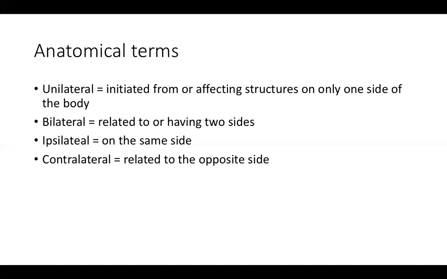Contralateral, in contrast, would be relating to the opposite side. So if we're taking the same example, if there's damage on the right side of the brain and there are impairments on the left side of the body, that's contralateral damage. And this will be essential in understanding a lot of the wiring of the nervous system and its connection with the limbs of the body.